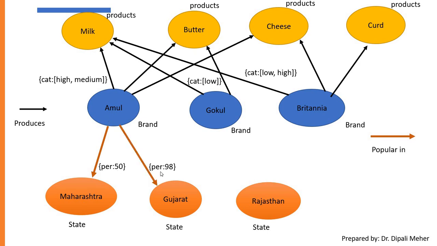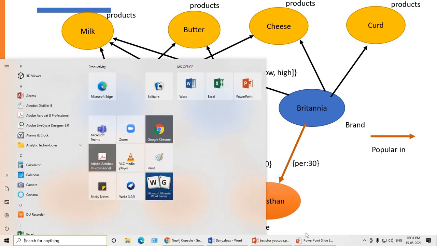Amul is popular in Gujarat for various products 98%. Gokul is popular in Maharashtra 95%. Popular in Rajasthan 60%. And Britannia popular in Rajasthan 30%. So this is the simple modeling of this Neo4j. Now let us go ahead and solve this slip practically.